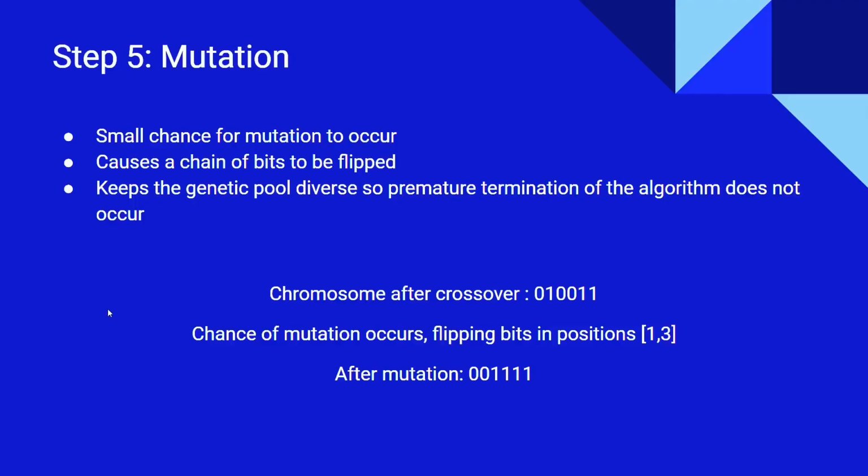After crossover, we begin mutation. There's a small chance for mutation to occur on each chromosome. This causes a chain of bits to be flipped, and it keeps the genetic pool diverse so that premature termination of the algorithm does not occur. So we can see our chromosome that was given to us from our previous example is right here. There's a small chance for it to occur, and as it does occur, there's a random chance for the bits to be flipped. And this time it randomly chose positions 1 through 3. So you can see here we start at position 1 and go to 3, and those bits are flipped. And this is now the new chromosome being passed on to the next stage of the algorithm.